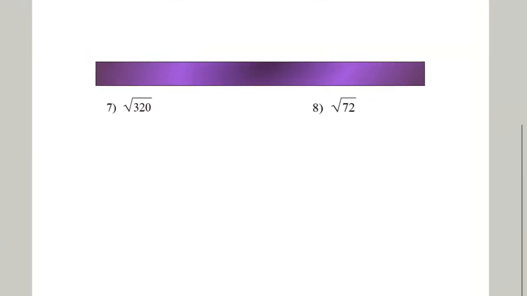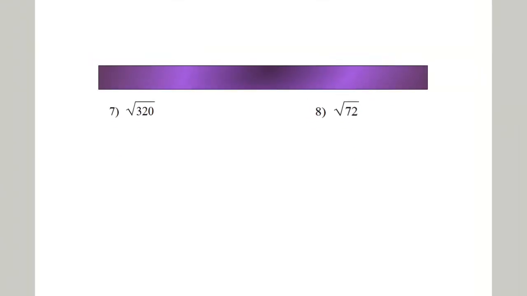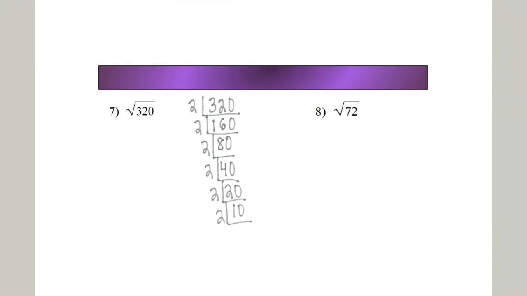Okay, number 7. Let's show some work on number 7. Number 7, I'm going to break down 320. I'm going to start with 2. 2 goes into 320 160 times. 2 goes into 160 80 times. 2 goes into 80 40 times. 2 goes into 40 20 times. 2 goes into 20 10 times. And 2 goes into 10 5 times.